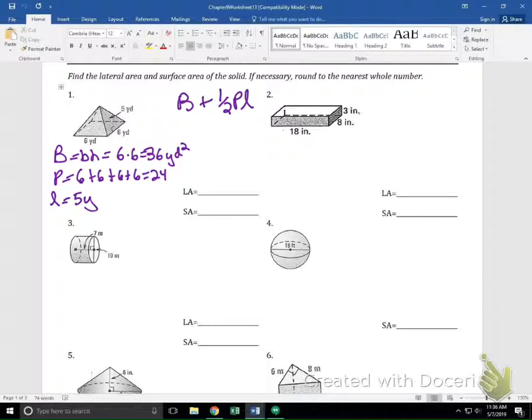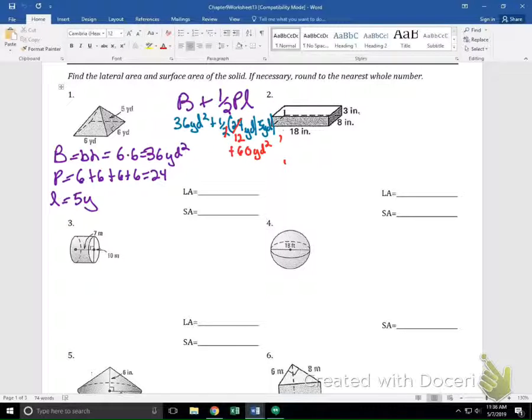Nice job. Okay, so now we're going to substitute them in. I'm going to switch my color so we can see it a little bit better. We have area of the base, which is 36 yards squared, plus 1/2 my perimeter, which is 24 yards, times my slant height of 5 yards. You can put it in your calculator as is: 1/2 times 12 times 5. I always do half of 24, which is 12. 12 times 5 is 60.